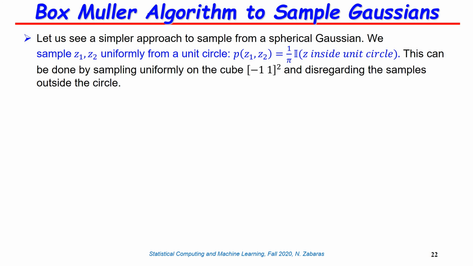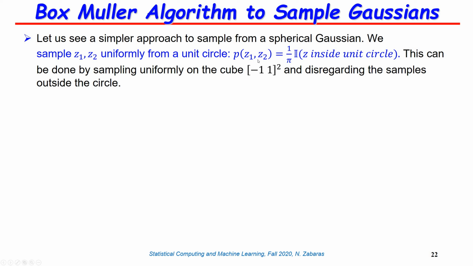Okay, let me show you another way to generate these samples for the univariate Gaussian. So we're going to generate two independent samples from the univariate Gaussian, and this algorithm that I'm going to describe goes under the name of Box-Muller algorithm.